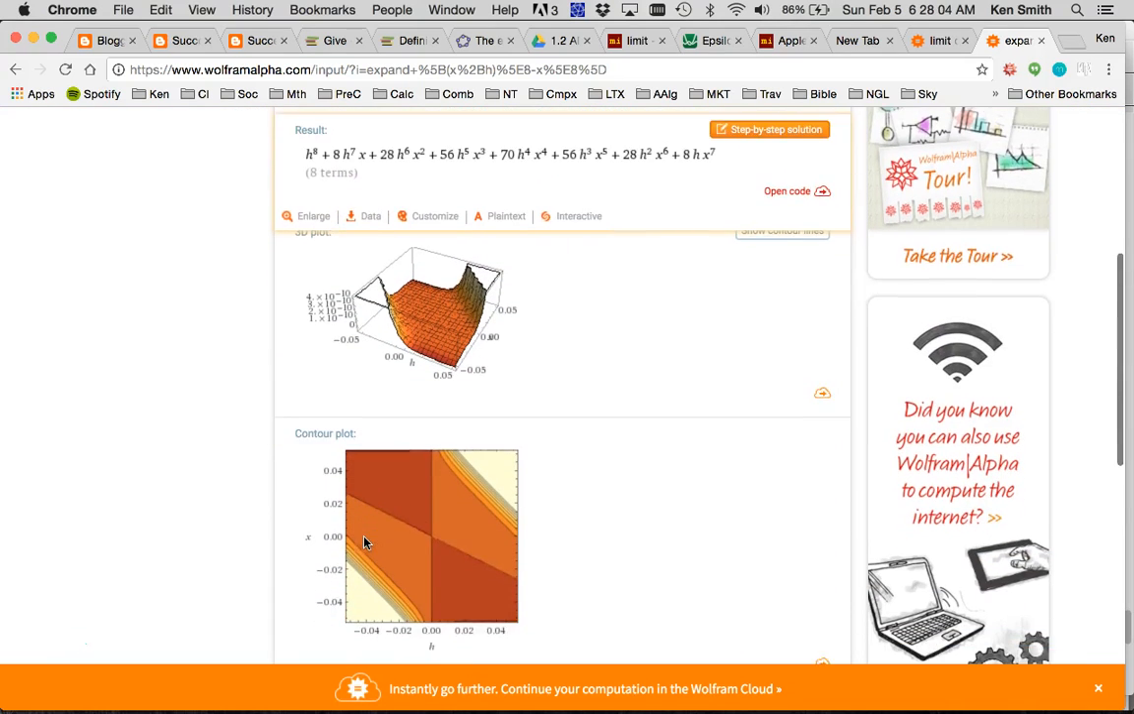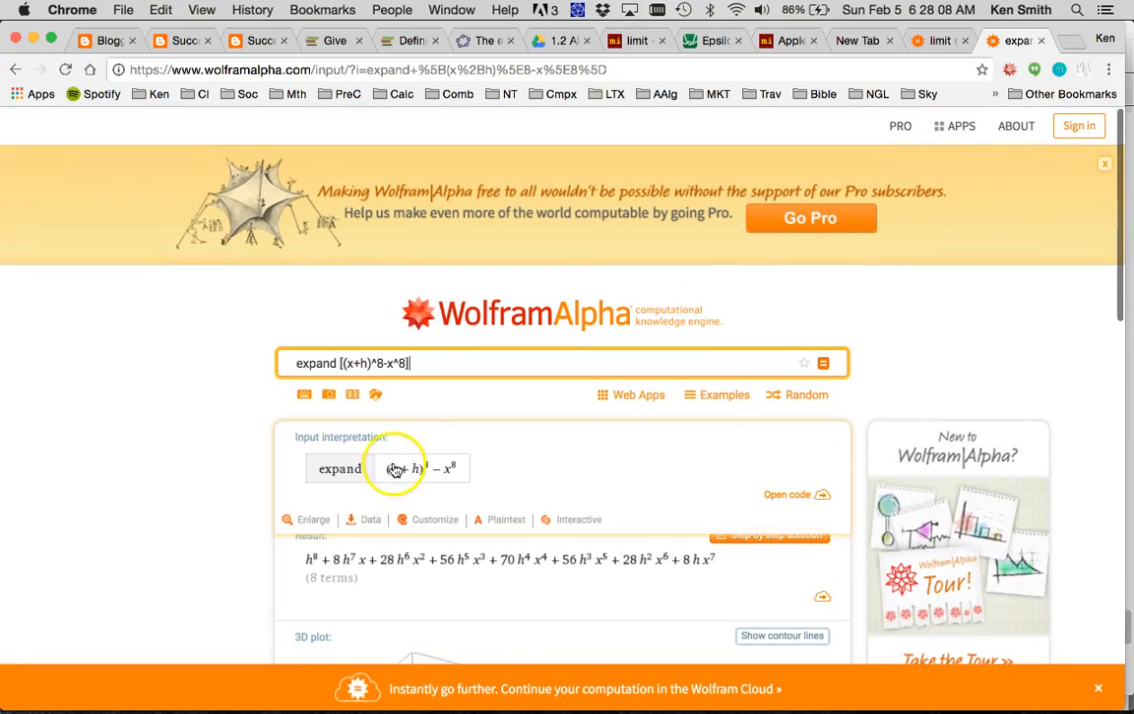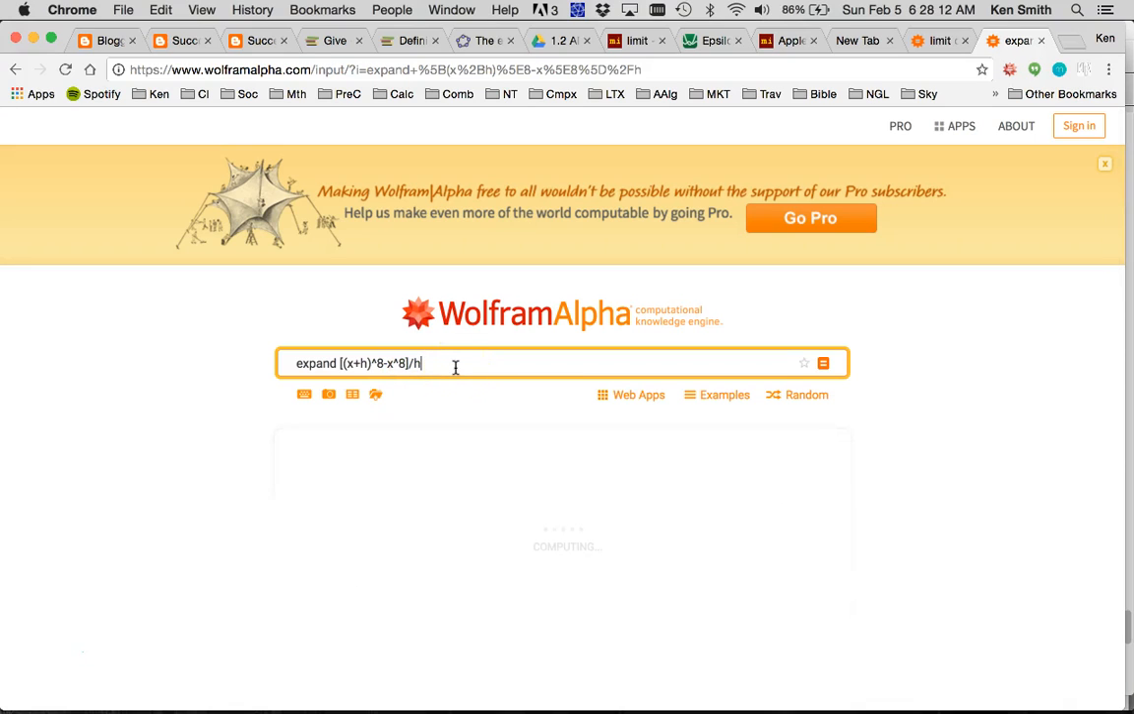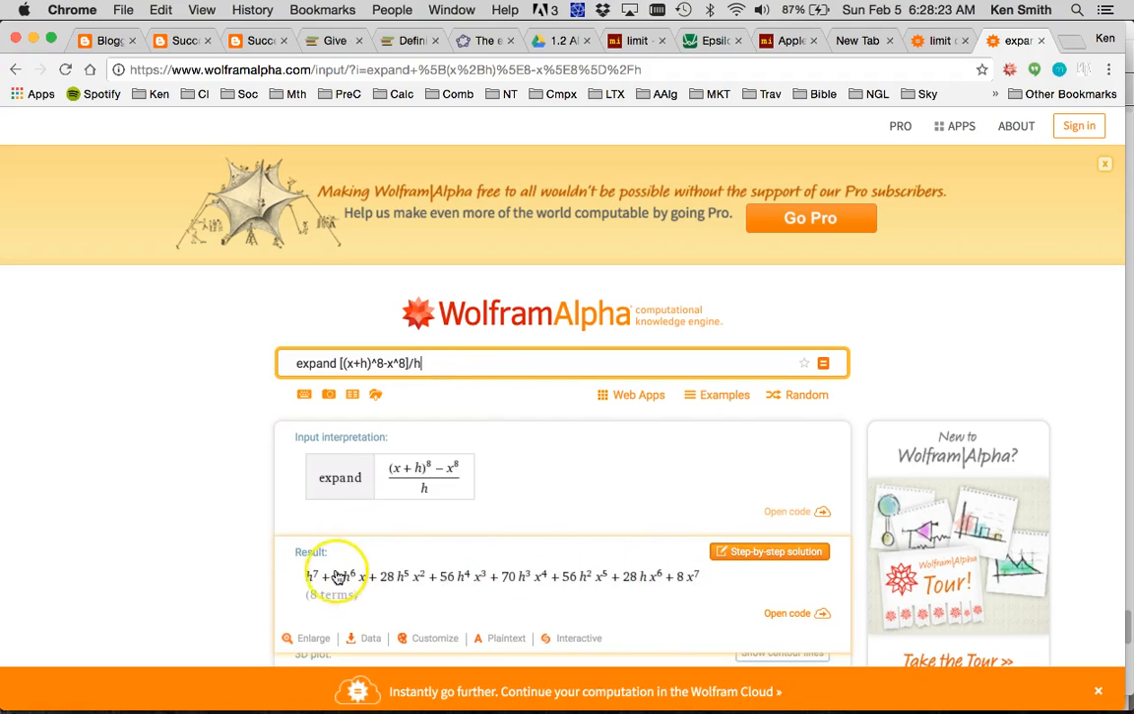WolframAlpha will give me all sorts of additional information, much more than I might want. All right, so now let's divide by h. This is the computation one would make to compute the derivative of x to the 8th using the limit. Notice that my answer now has only h's in it, no denominator. The denominator is gone. So if I wanted to find the derivative of x to the 8th, I would take the limit of this as h goes to 0.